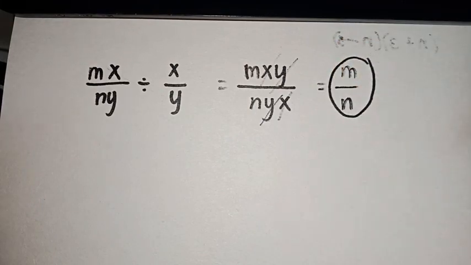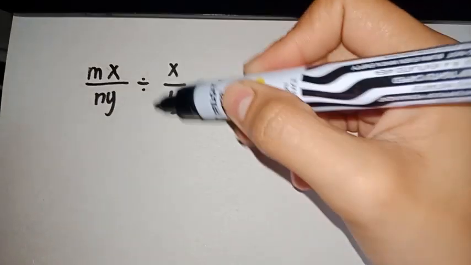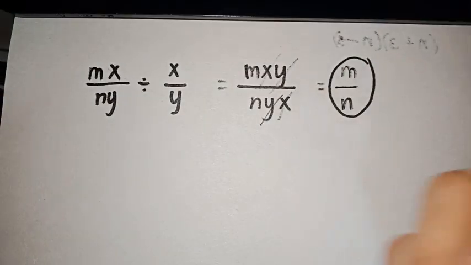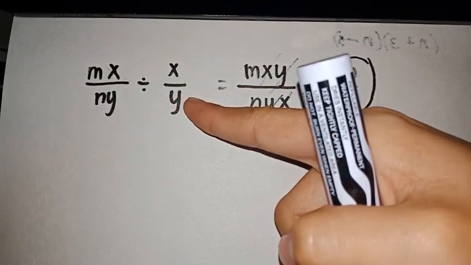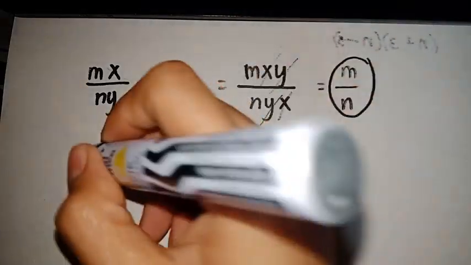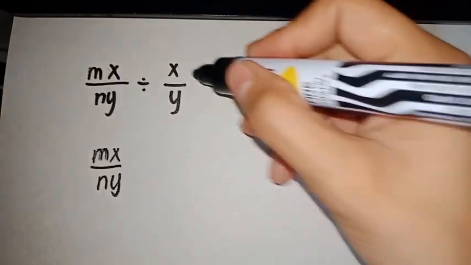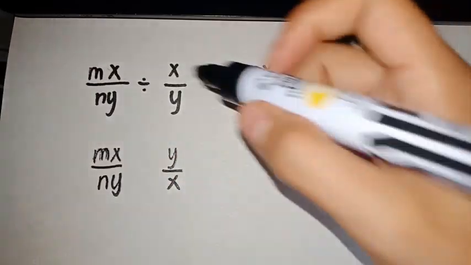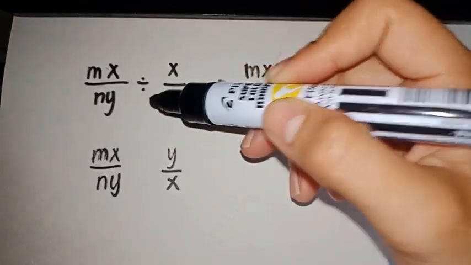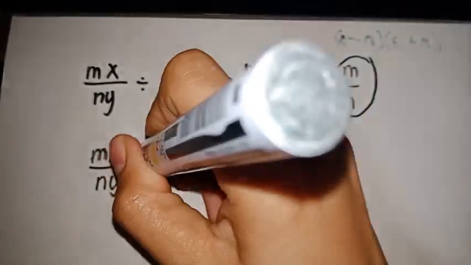Now, the second option that we can do is that we can get the reciprocal of x over y. When we say reciprocal, the numerator will become the denominator, then the denominator will become the new numerator. So the reciprocal of x over y is y over x. Now, when you get its reciprocal, instead of using division, this will become multiplication.